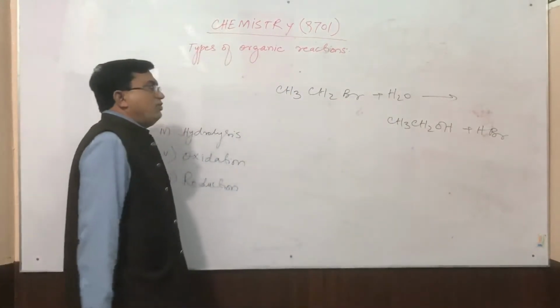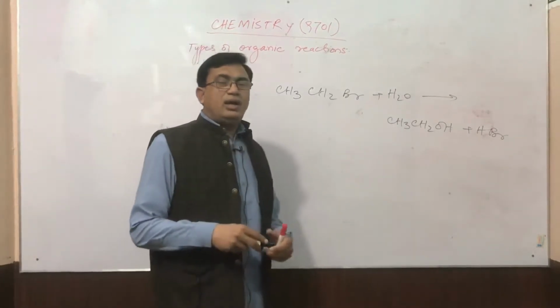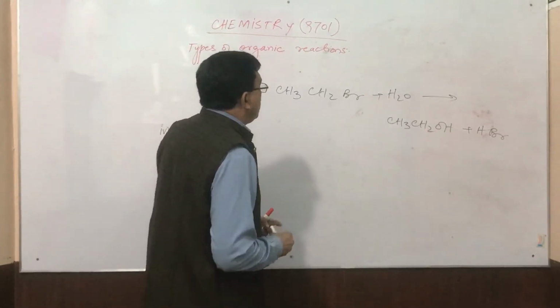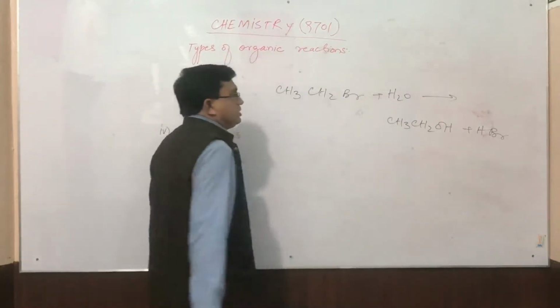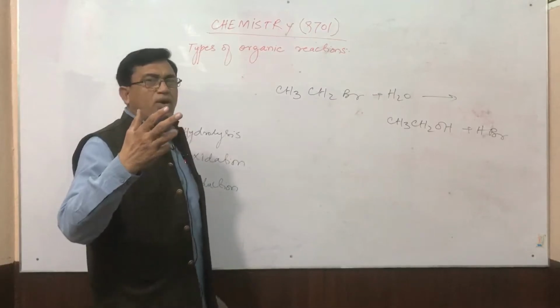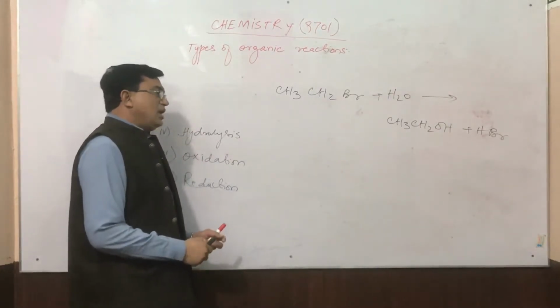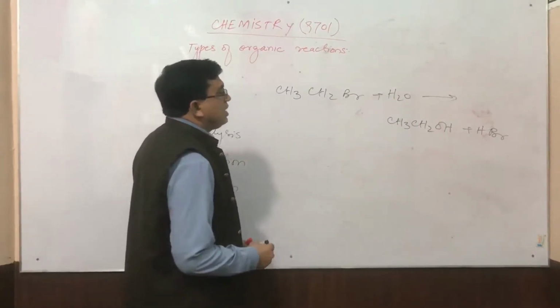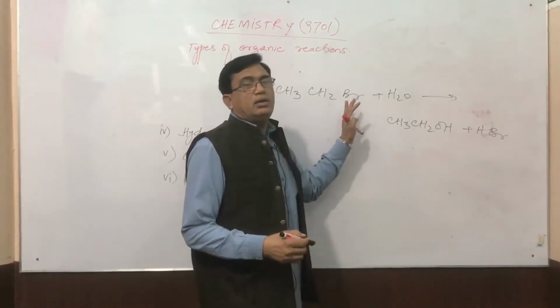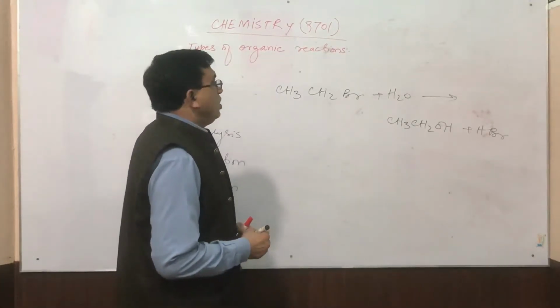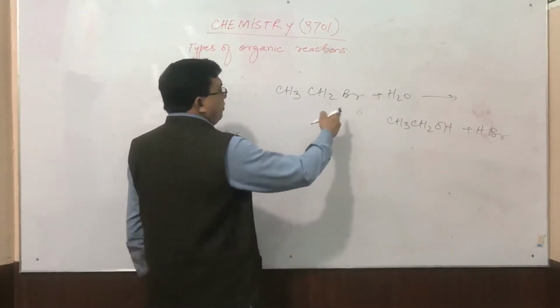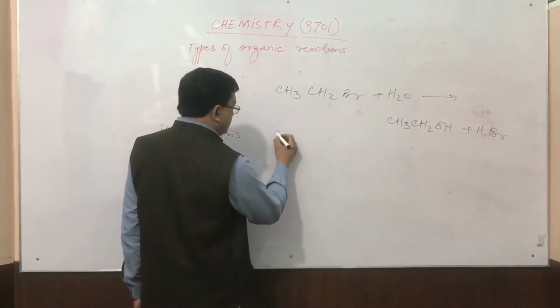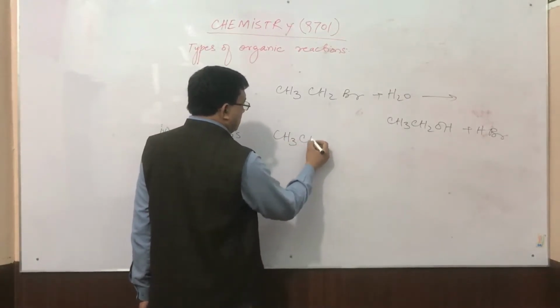Those processes in which water molecules are added or broken down and give different products are called hydrolysis. Now there are two types of hydrolysis. One is called acid hydrolysis and the second is called basic hydrolysis or alkaline hydrolysis. The basic hydrolysis is much faster.